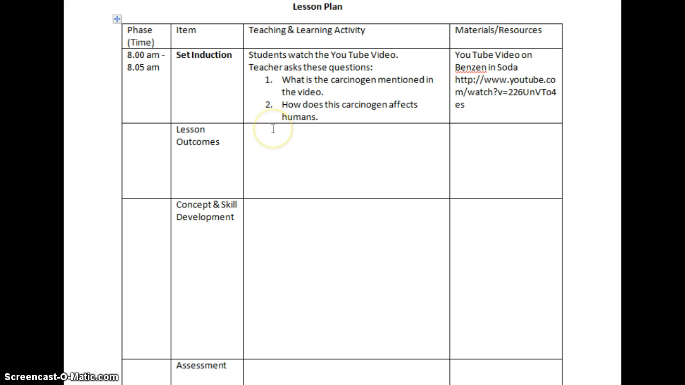So the lesson outcomes, as we have discussed last week, is only specifically for this particular lesson. Learning outcomes is for the whole course. Right, so let's say 8:05 a.m. to 8:10 a.m. is when you introduce the lesson outcomes.